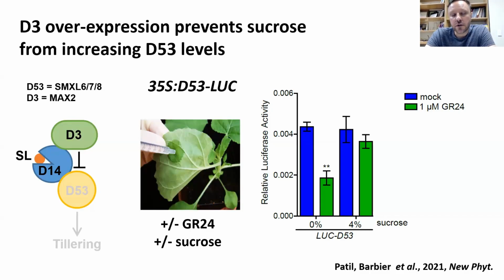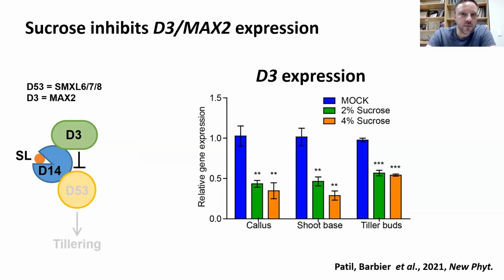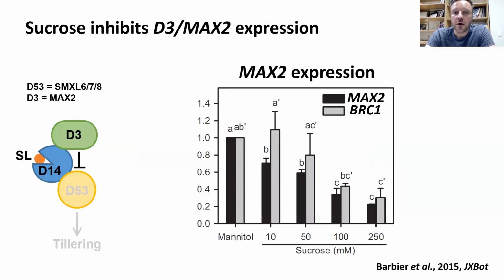So now we want to understand how sucrose does this. So, sorry, I went a bit further. So we measured the expression of D3, so MAX2, which is the F-box upstream of D53, which is responsible for D53 degradation. And we could see that feeding sucrose to different parts of the plant could inhibit the expression of D3, which is what we observed a few years ago in rosebuds in response to a range of sucrose.